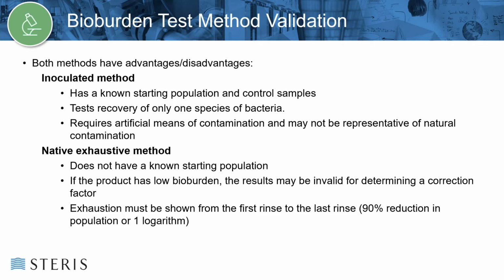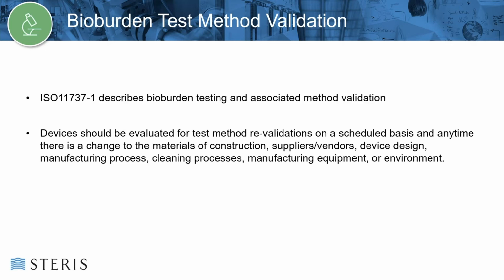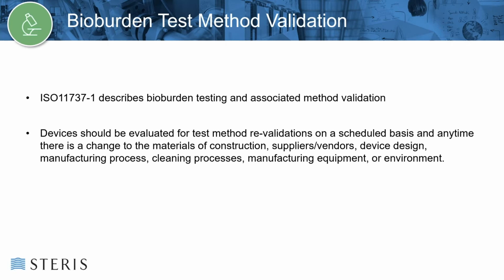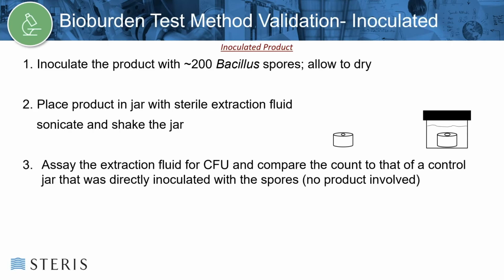ISO 11737-1 is the standard that describes the bioburden test and recovery efficiency testing, or test method validation. ISO 22456 is currently in development for the guidance on tissue-based product requirements. Revalidation of the test method should be evaluated on a scheduled basis, and anytime there is a change to the manufacturing process, materials, device, etc. And this evaluation should be documented.